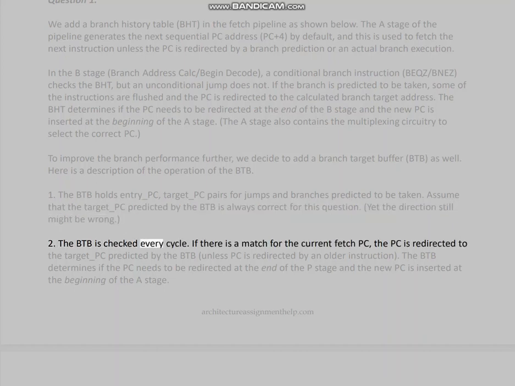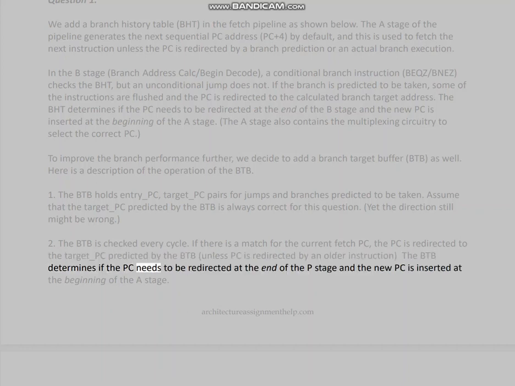2. The BTB is checked every cycle. If there is a match for the current fetch PC, the PC is redirected to the target_PC predicted by the BTB, unless PC is redirected by an older instruction. The BTB determines if the PC needs to be redirected at the end of the P stage and the new PC is inserted at the beginning of the A stage.